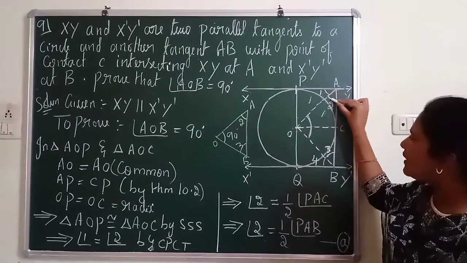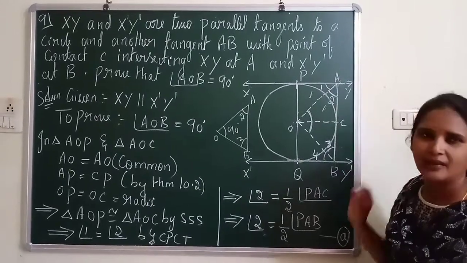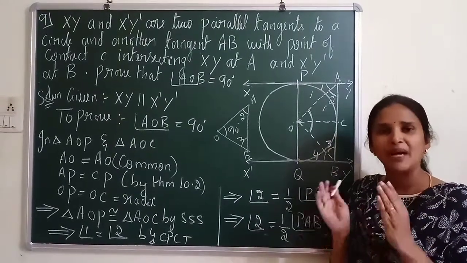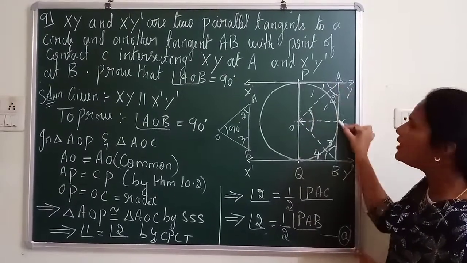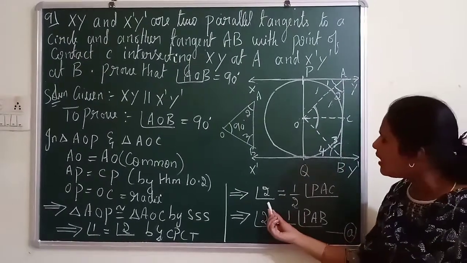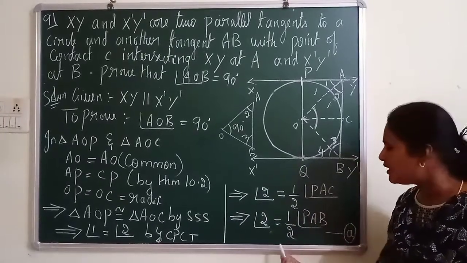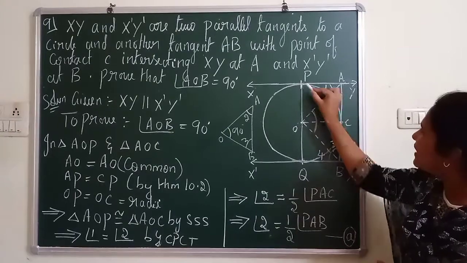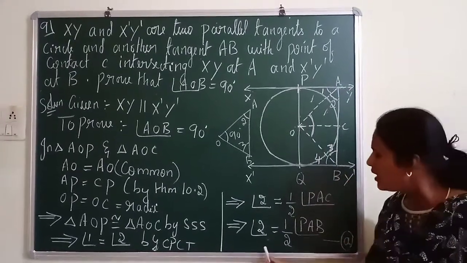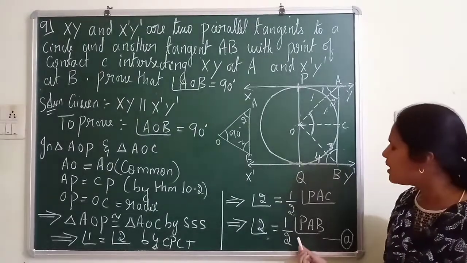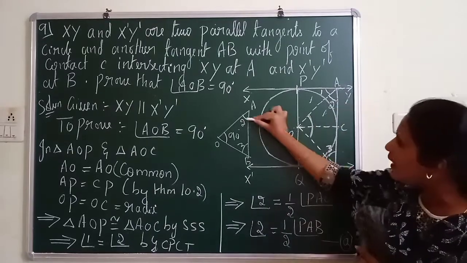If 1 and 2 are equal, can I write angle 2 equals half of this full angle? This is natural. Whenever a line bisects an angle, each smaller angle will be half of the bigger angle. So I can write angle 2 equals half of PAC. Similarly, PAC can also be written as PAB. So I got angle 2 equals half of angle PAB. Now I got one angle, that is 2.